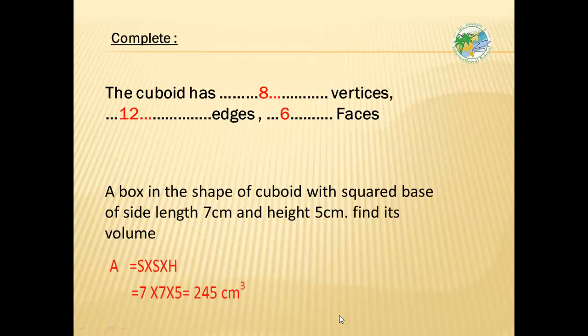or we can say length equals width equals 7 centimeters. Then the volume is side times height, or length times width times height, but the length equals width equals 7 centimeters, and the height equals what? 5 centimeters. Then the volume. The volume, this is not area, this is a volume, that's wrong. Volume equals 7 times 7 times 5 equals 145 centimeter cube.